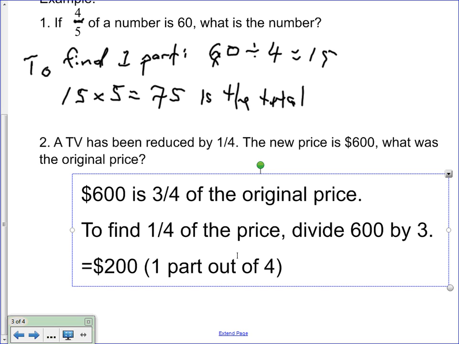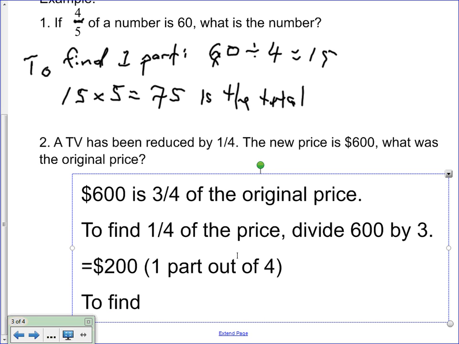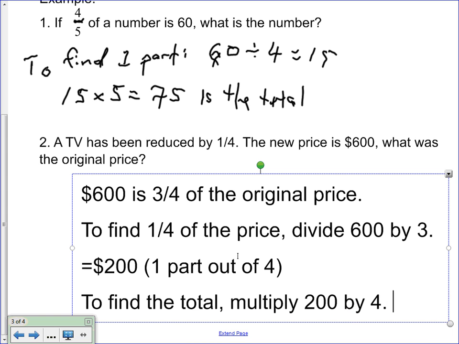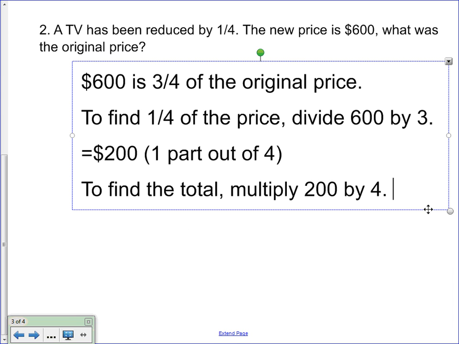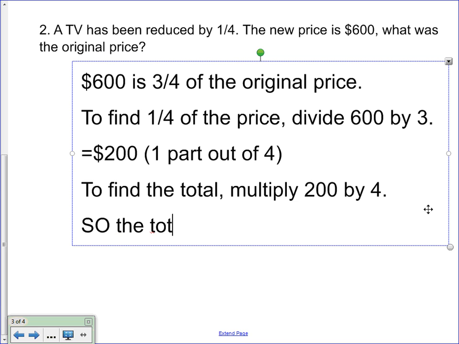So how do we find the total? Yeah, that's right. To find the total, multiply 200 by 4, which is $800. So $800 is the original price. And you can check that: if you reduce 800 by 1 quarter, you get to 600. So we make sure that it's making sense both ways. So the total amount is $800.